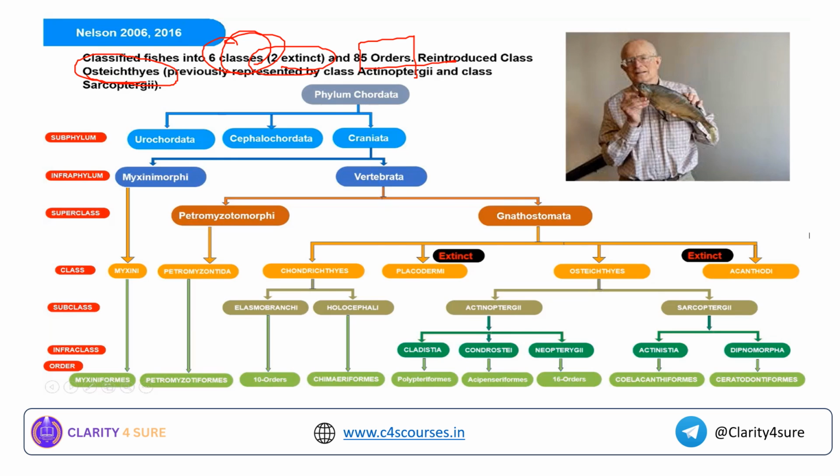We know that the phylum of fish belongs to Chordata. Okay, and the classes which Nelson has specifically spoken about are: one is Myxini, second is Petromyzontida, third is Chondrichthyes, fourth is Placodermi, fifth is Osteichthyes, and sixth is Acanthodii.